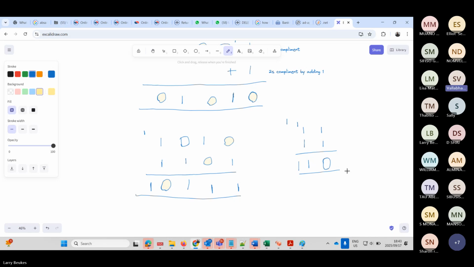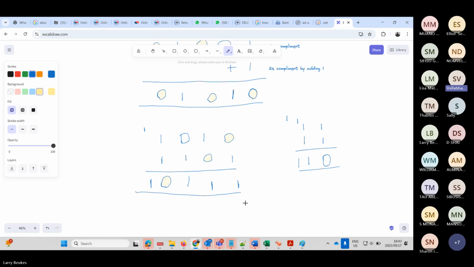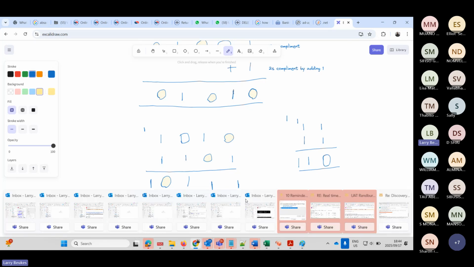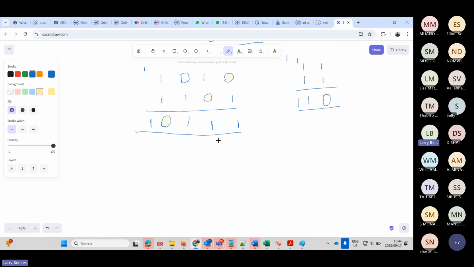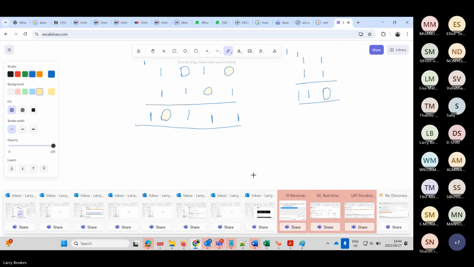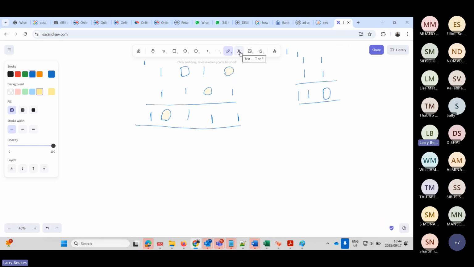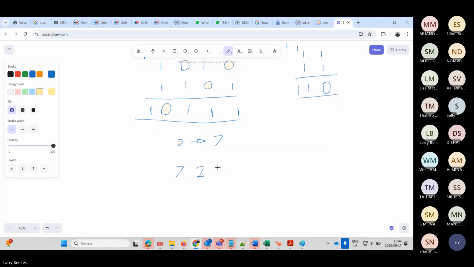Next, let's go to octal addition. Let me come up with one. Octal is basically from 0 to 7. So let's say 721, base 8.